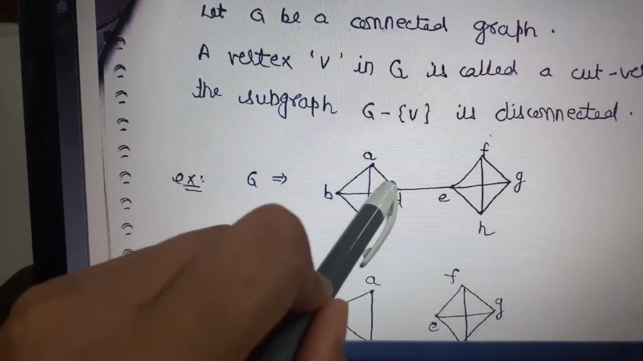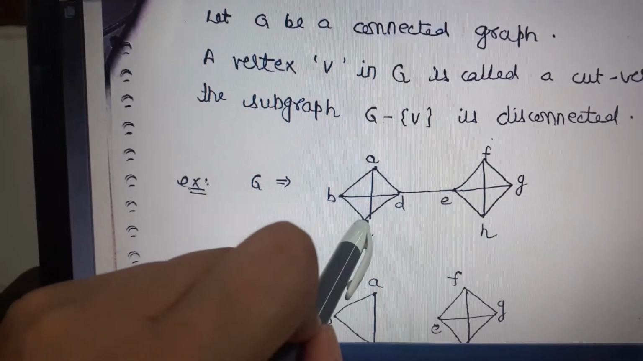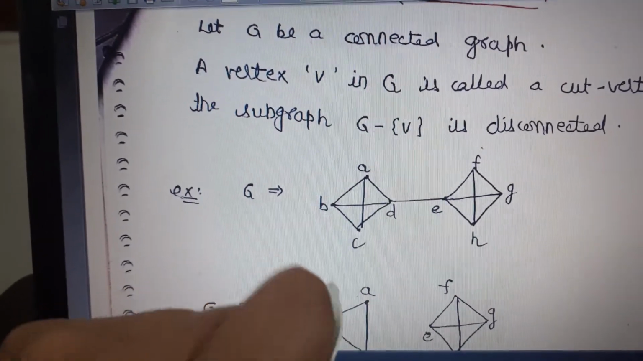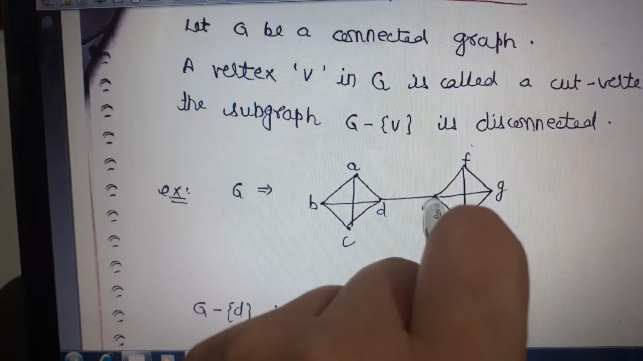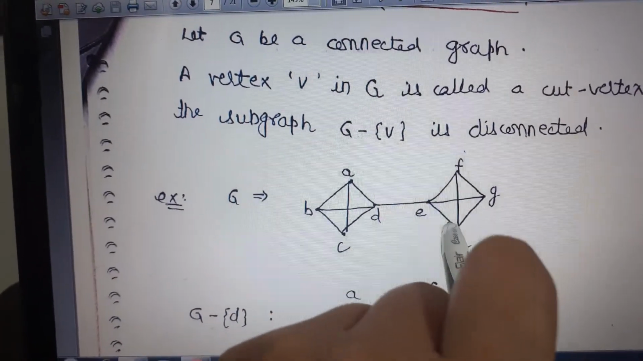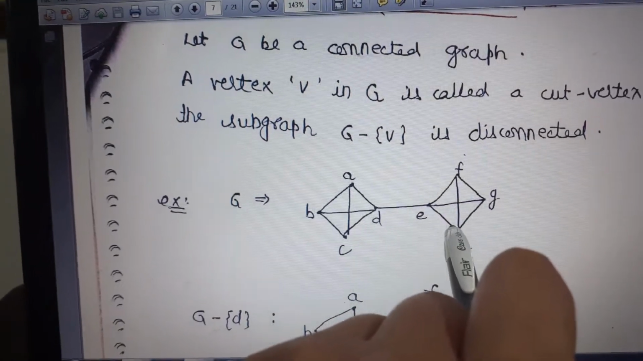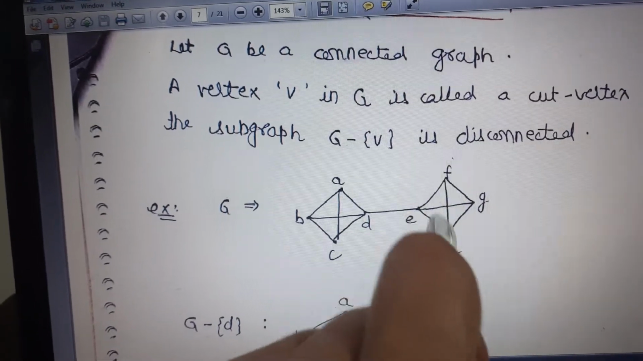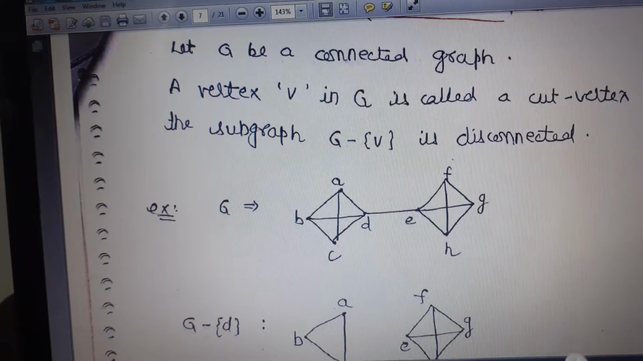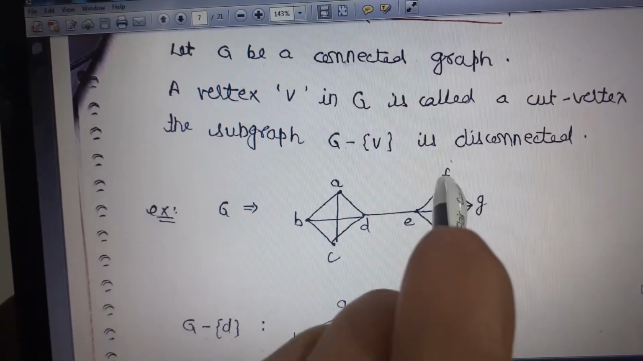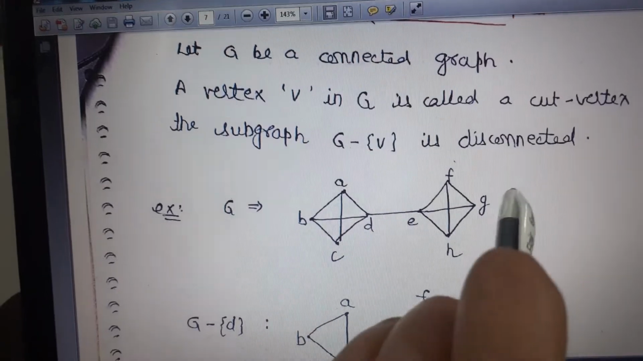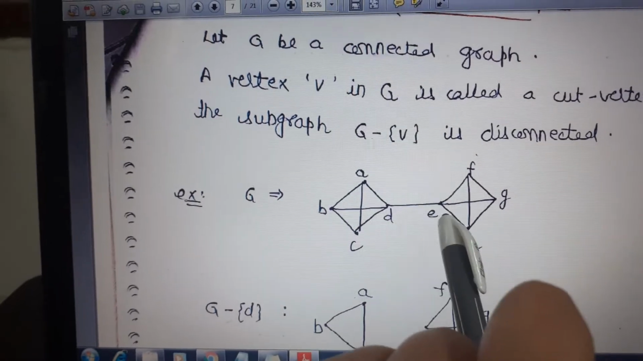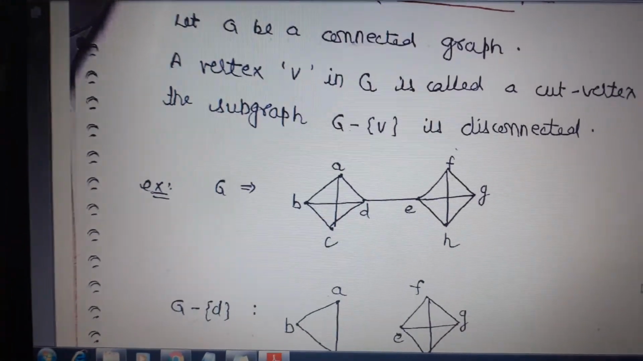Again C, these two edges will be removed. The rest of the graph is connected. Hence C is not a cut vertex. D is a cut vertex as we have already discussed. Again E. If I remove E, these four edges will be removed and the remaining graph is disconnected. Hence E is a cut vertex. F. If I remove F, these three edges will be removed again. So the rest of the graph is connected. Hence F is not a cut vertex. Similarly, G is not a cut vertex. H is not a cut vertex. Only D and E are the cut vertices in this graph.